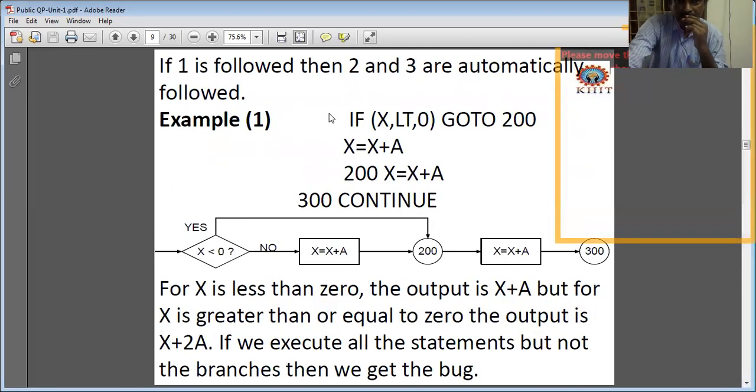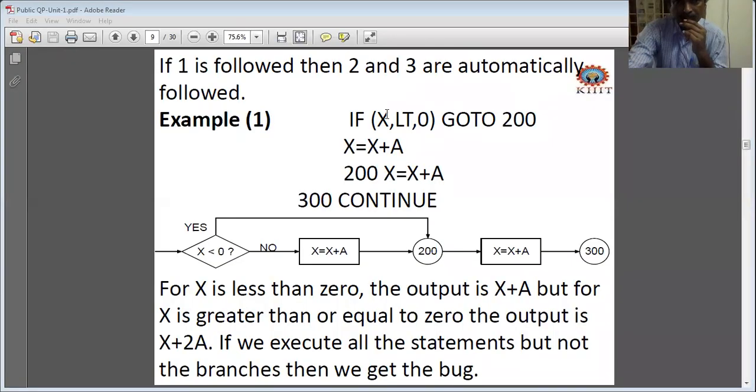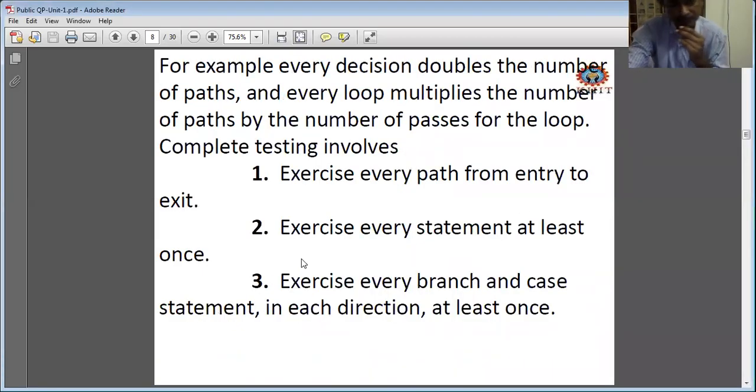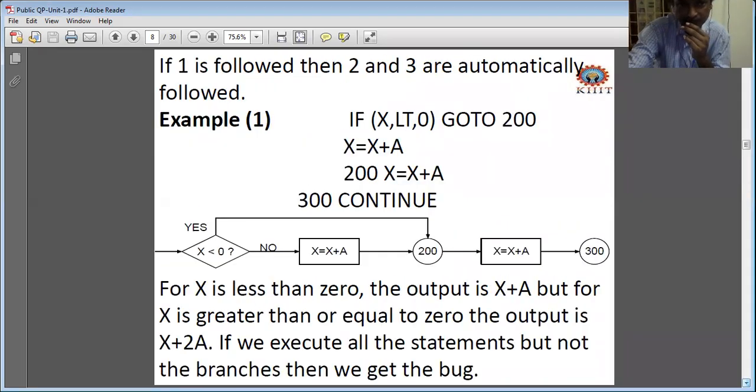If one is followed, then two and three are automatically followed. Here, if one, exercise every path from entry to exit, is followed, then two and three are automatically followed. That is, exercise every statement at least once is followed, and exercise every branch and case statement in each direction at least once is followed.